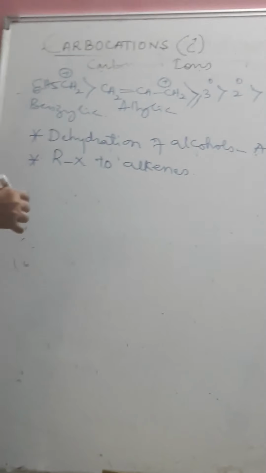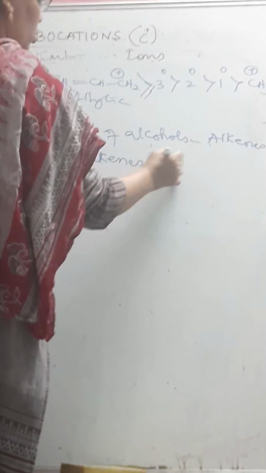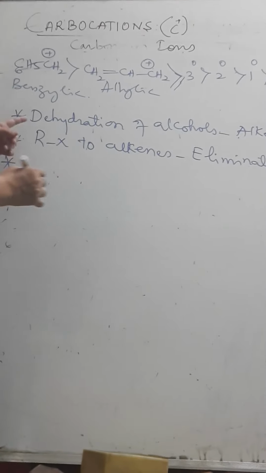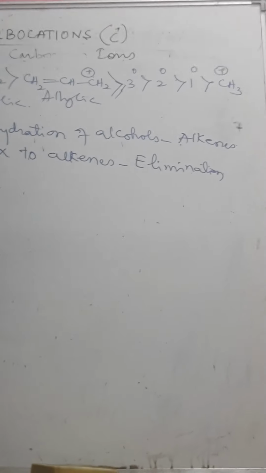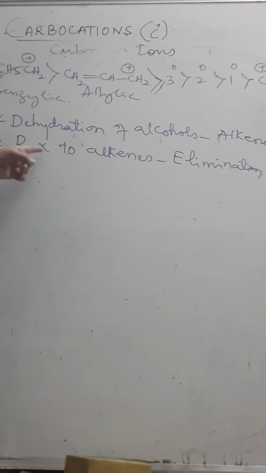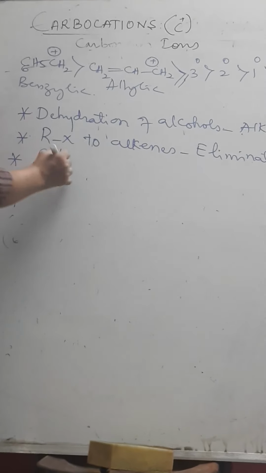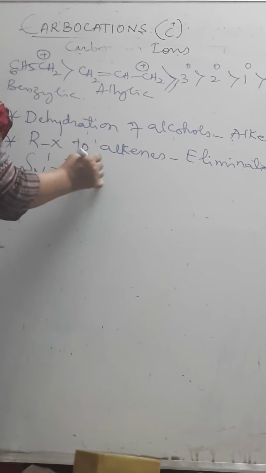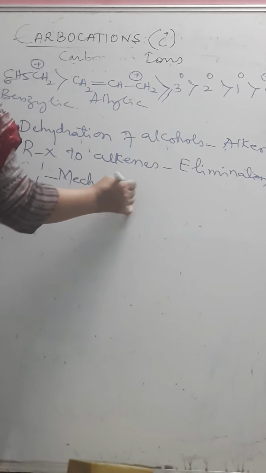It is dehydrohalogenation, elimination. Elimination. And remember one thing: whenever dehydration of alcohol takes place to alkene, or RX, that is alkyl halide, to alkene, and one more, in second year you are going to study one mechanism as SN1, unimolecular nucleophilic substitution reaction. In this SN1 mechanism also, we generate carbocation.